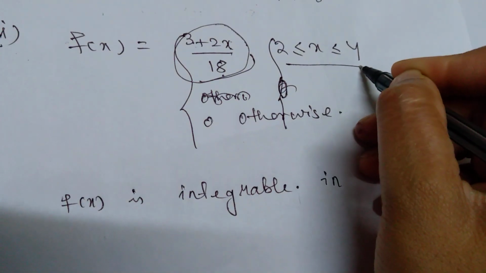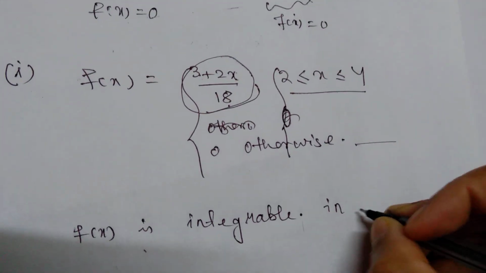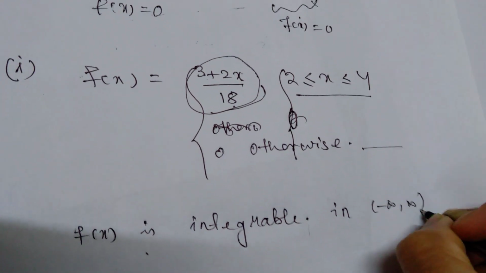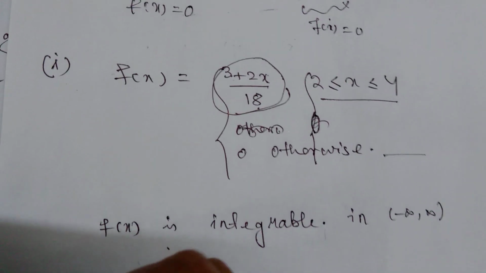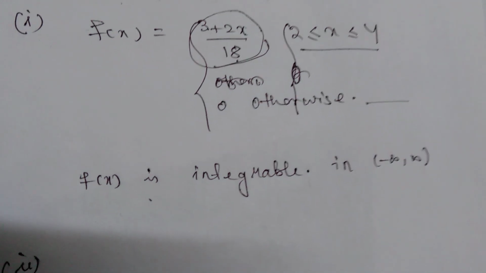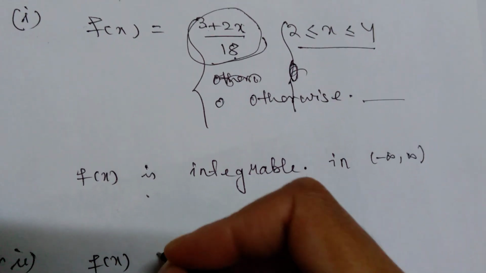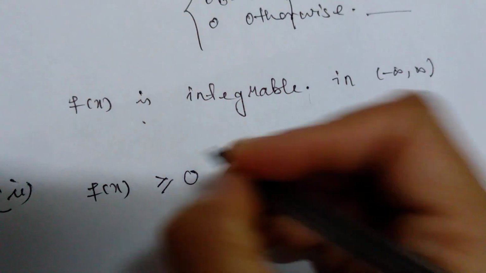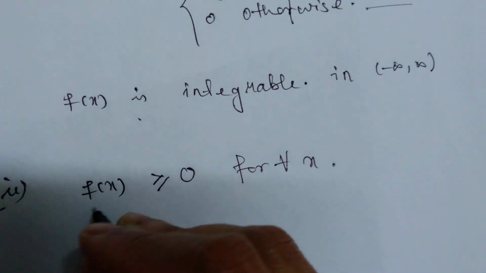In this interval also it is integrable, and for 0 it is also integrable. So f of x is integrable from minus infinity to plus infinity. It is obviously true. Then what is your second condition? You have to check whether it is positive or not. F of x must be greater than or equal to 0 for all x.